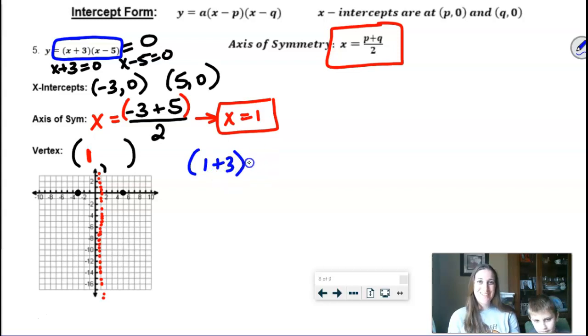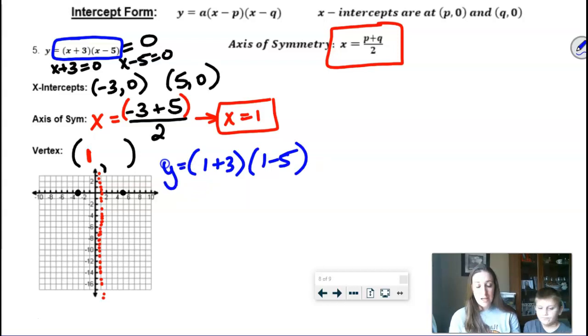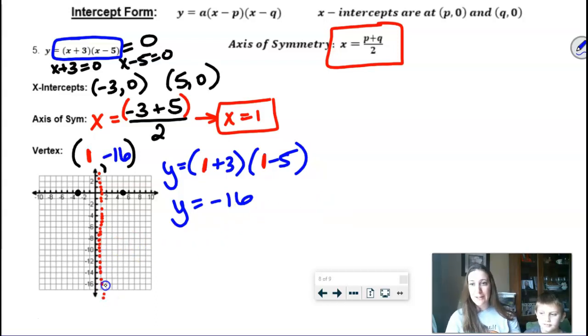All right, so 1 plus 3 times 1 minus 5 would be a way for us to find the y value. And if I was a good teacher, I would have put better colors here. This is a 1 in red. So calculating that, this is a 4 times a -4. You don't need to know that because you're only 7. But it's a -16. So we just found out that the y value to this vertex is at -16. That's why my teacher made it go down so far.